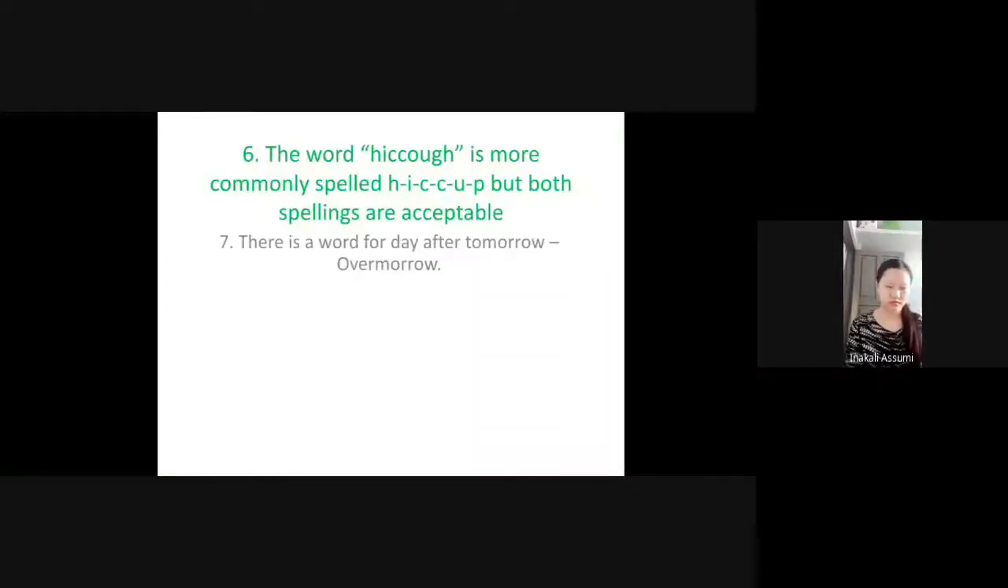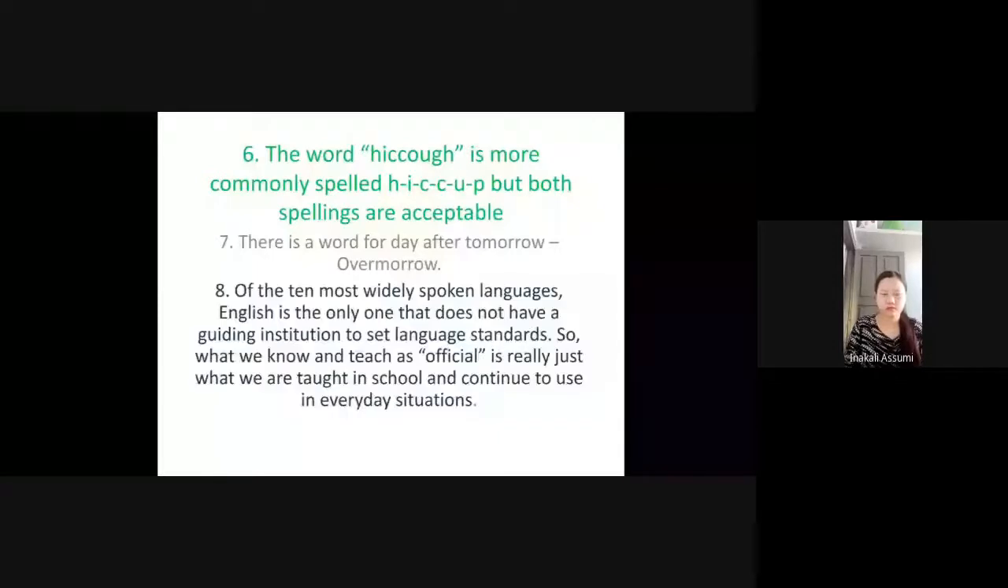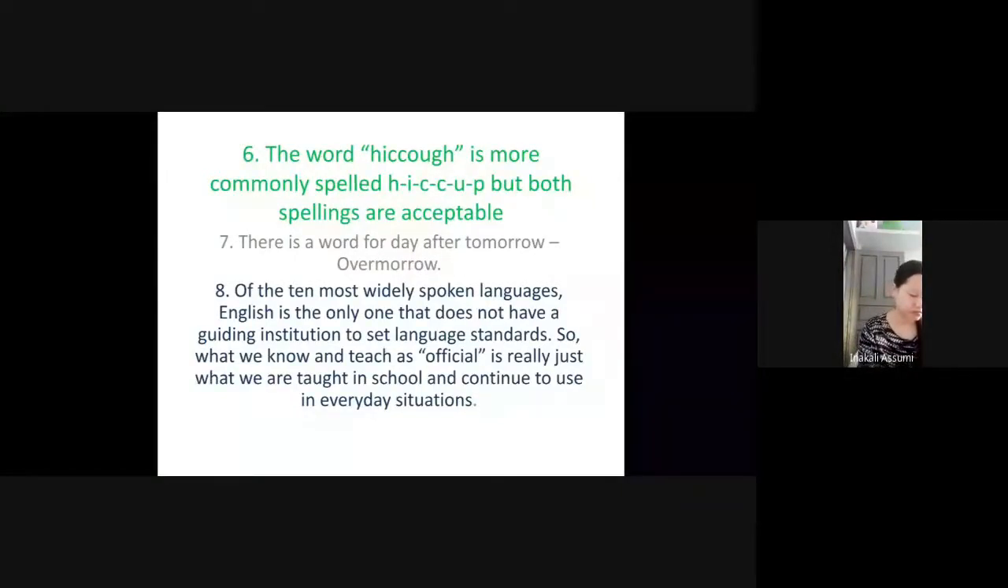There is a word in English for day after tomorrow. When conversing with friends, we usually say, let's meet day after tomorrow. But instead of using the phrase day after tomorrow, we can use overmorrow. Of the 10 most widely spoken languages, English is the only one that does not have a guiding institution to set language standards. What we are taught as official is really just what we are taught in schools and continue to use in every situation. So it is a common saying that English does not have a master.